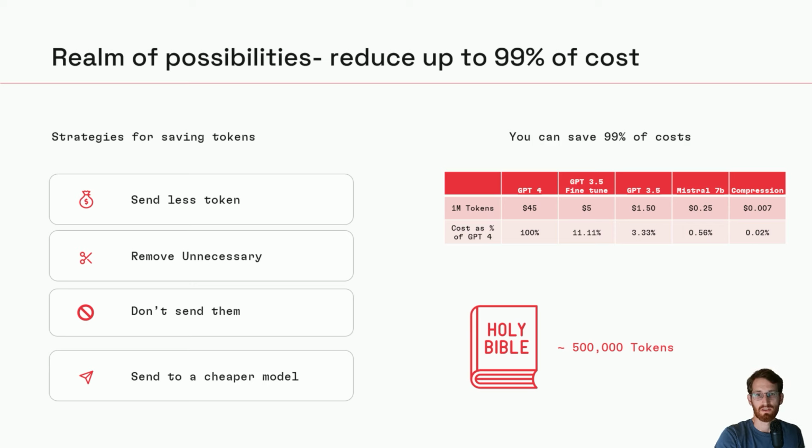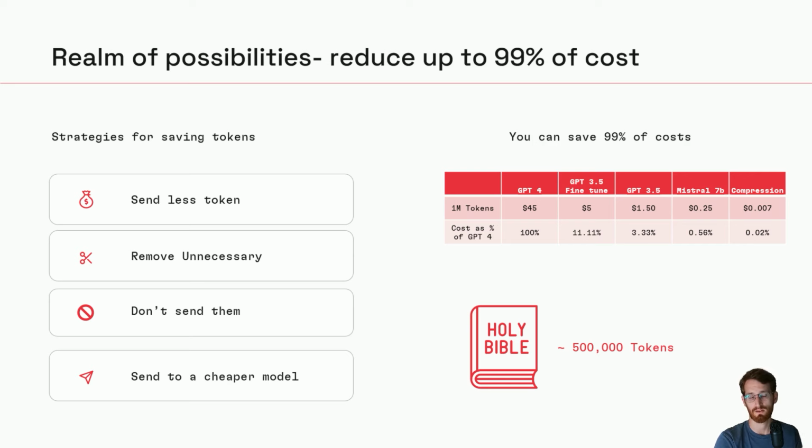Next up is GPT 3.5 fine-tuned. This is a great alternative. There are quite a number of papers detailing how with a fine-tuned 3.5 you can actually beat the performance of GPT-4 on certain tasks. This is already 11% of the cost of GPT-4. If I go one step further, non-fine-tuned 3.5 Turbo is already 3% of the cost of GPT-4.